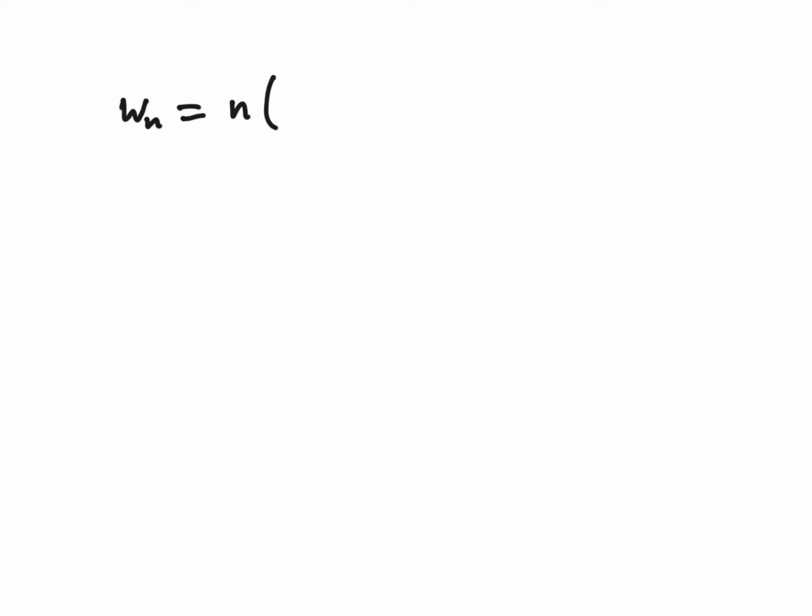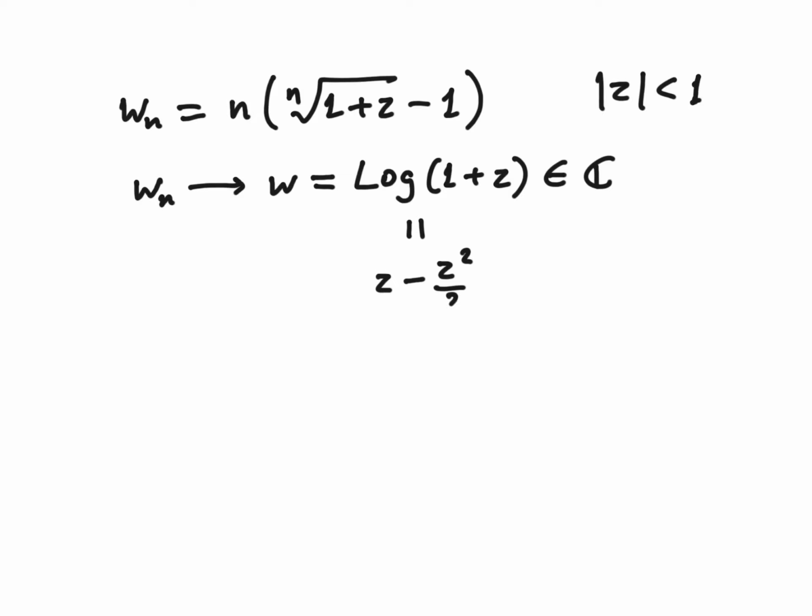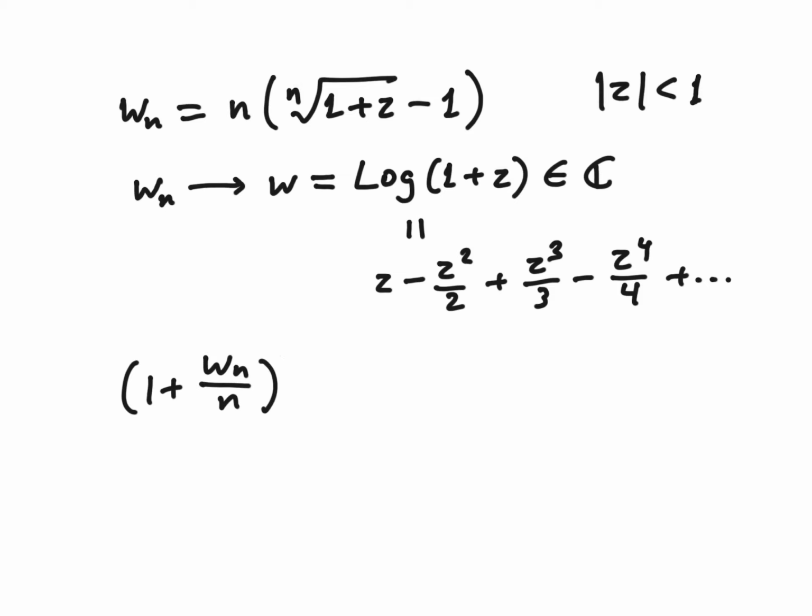Let's remember this particular sequence wn that we started with when we defined the complex log. Here we're back to the situation where z is of modulus less than 1. And remember that we proved that wn approaches a limit, w, which we called the complex log of 1 plus z. It's just some particular complex number. We know it as a series. The series looks like this. So it follows that 1 plus wn over n to the nth power must approach e to the w.